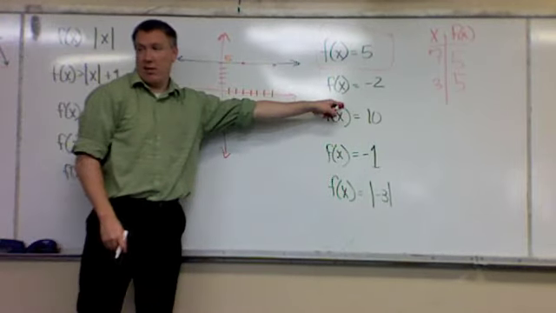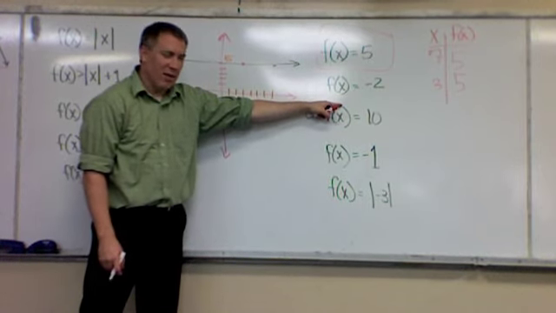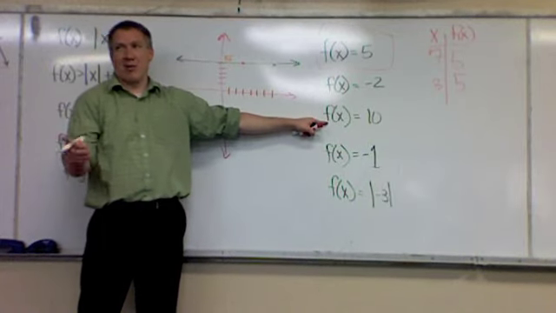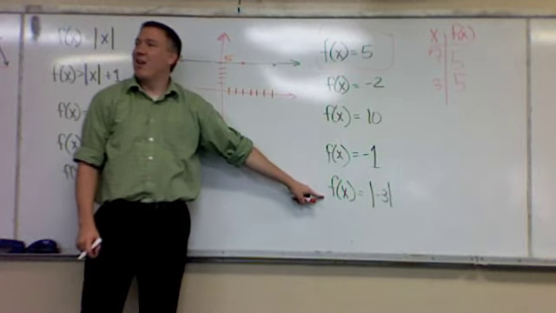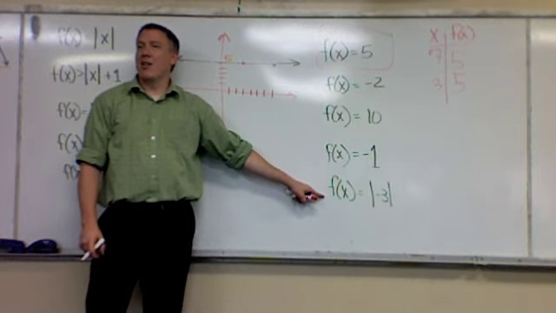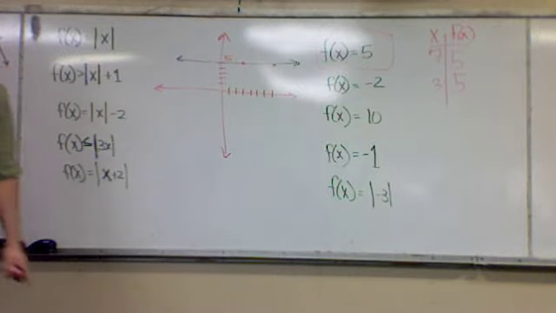Where's this one going to be? -2. Say it louder. Where's this one? -2. What about this one? 10. What about this one? -1. What about this one? 10. Ooh, yeah. I don't know. 3. 3 and 3. What is the absolute value of negative 3? 3. Graph them. All 4. Go.